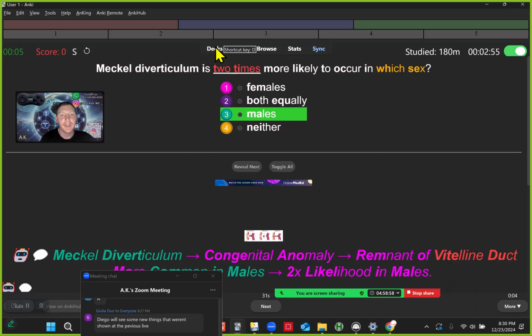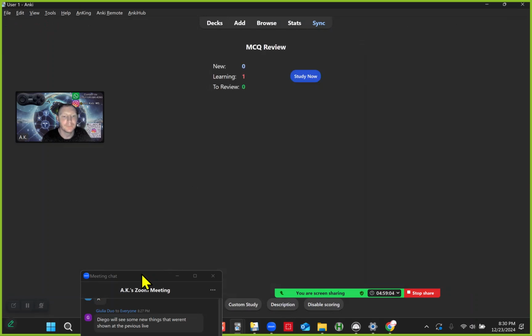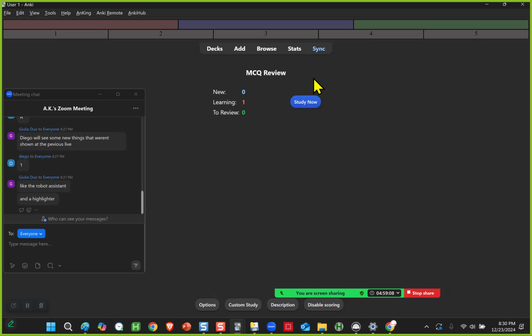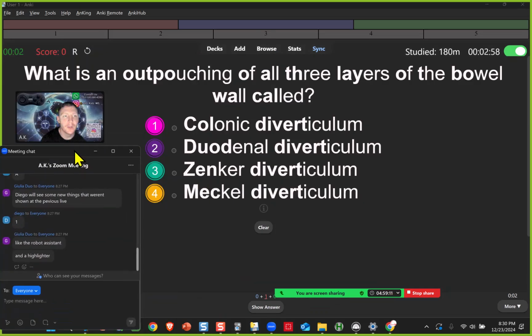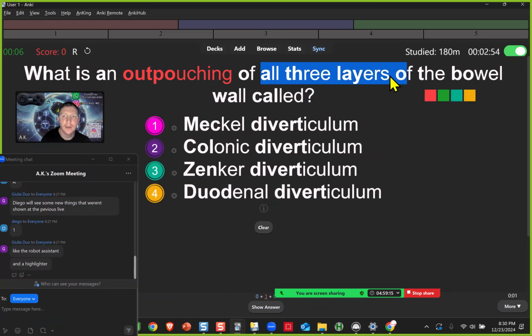So if you hit Dex again, you'll see that we got one of our questions wrong, right? So now if we go to review, you can review this question that we got wrong. Outpouching of all 3 layers of the bowel wall called what, right? And so you can say outpouching of all three layers.